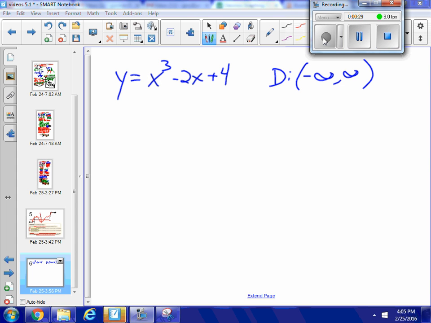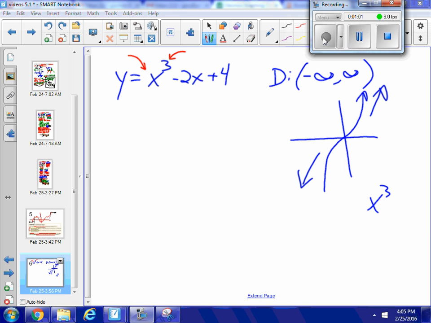I also know that this function has an odd highest power, and there is no negative sign in front of the leading coefficient. So I go back to my algebra, and I know that this graph is going to have end behavior that is down, up. It's like the graph of x cubed, the parent function of this polynomial. The graph of x cubed looks like that. It goes down to negative infinity, and it goes up all the way to infinity.